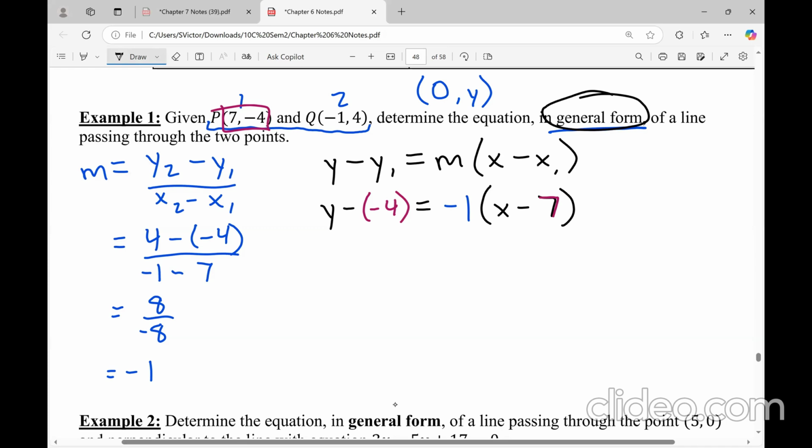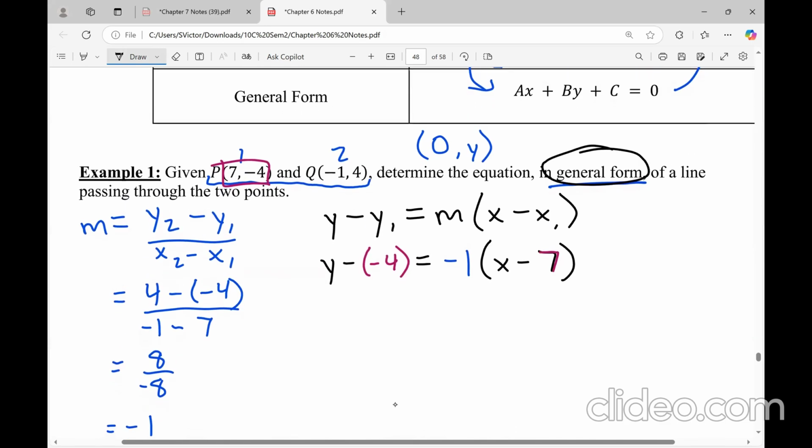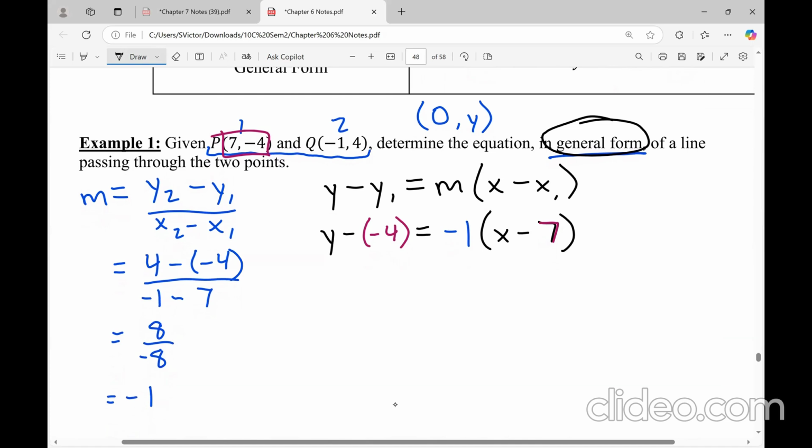So I'm going to clean this up a little bit. If you notice a few things, first off, I see brackets. General form doesn't have brackets, so let's clean this up. First off, y minus -4. Remember, two negatives make a positive, so y minus -4 is the same as y plus 4. And then on the right, to get rid of our brackets, we're going to have to multiply the number in front by everything inside our brackets. So -1 times x is -1x, and -1 times -7 is +7.